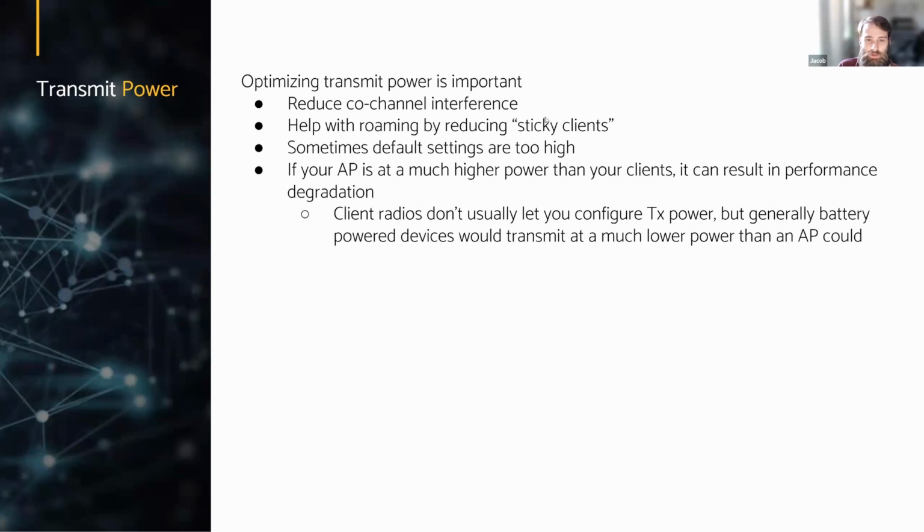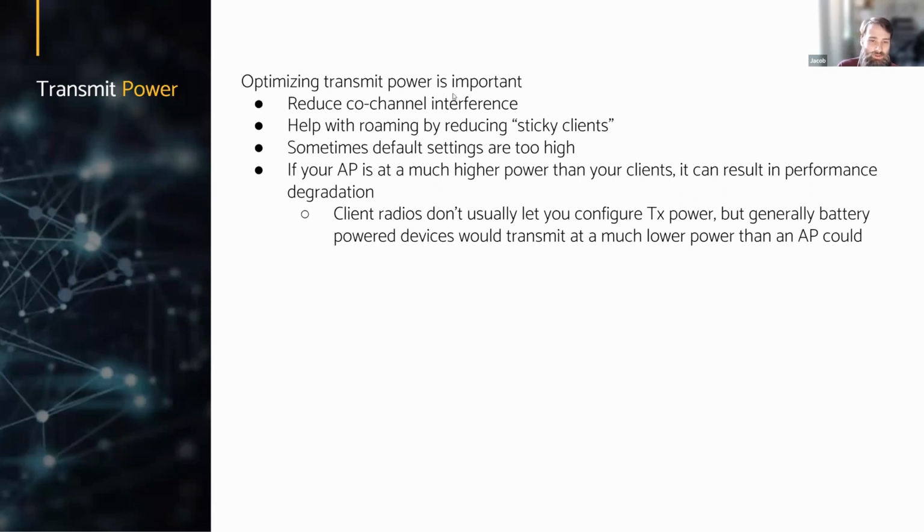Well, first of all, reducing co-channel interference, right? If your transmit power is screaming hot on all your APs, your coverage cells are very large, and now your APs can hear each other, which is something you want to avoid, right? So it's good for that. Roaming, right? We talked about that. Sticky clients can get stuck because they don't want to roam because transmit power is too high.